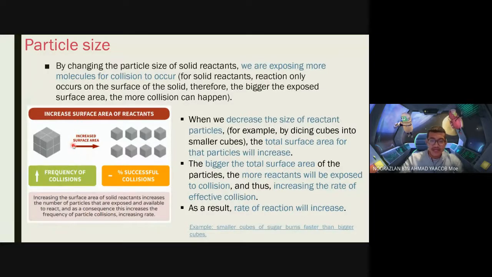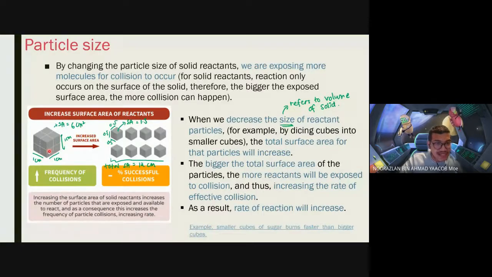Okay, ini kita tengok dia punya contoh. So kalau kita tengok contoh dekat sini, saya buat calculation kan. Isi padu yang ini adalah 1 cm kali 1 cm kali 1 cm. Jadi isi padu dia adalah 1 cm cubic. Dan surface area dia pula adalah 1 kali 1, so 1 cm square. Sebab ada 6 permukaan terdedah, 6 surface, so surface area total dia adalah 6 cm square. Dan kalau kita potong 8 macam ni, kita akan dapat 0.5, 0.5.